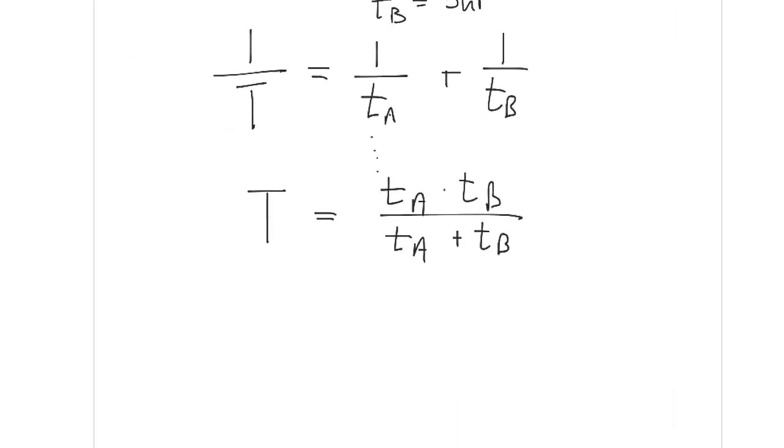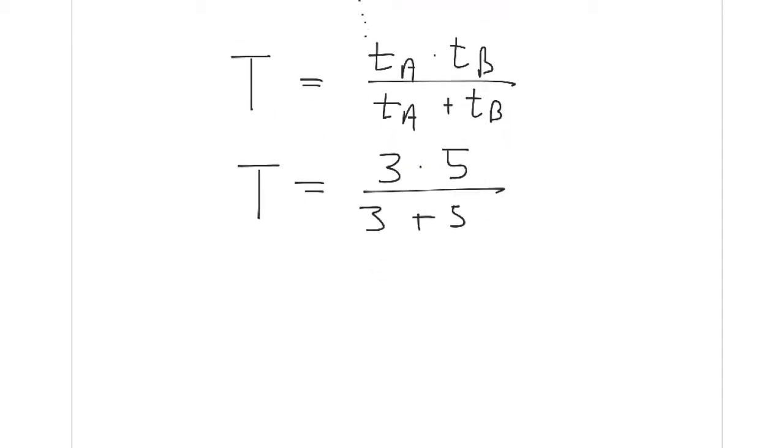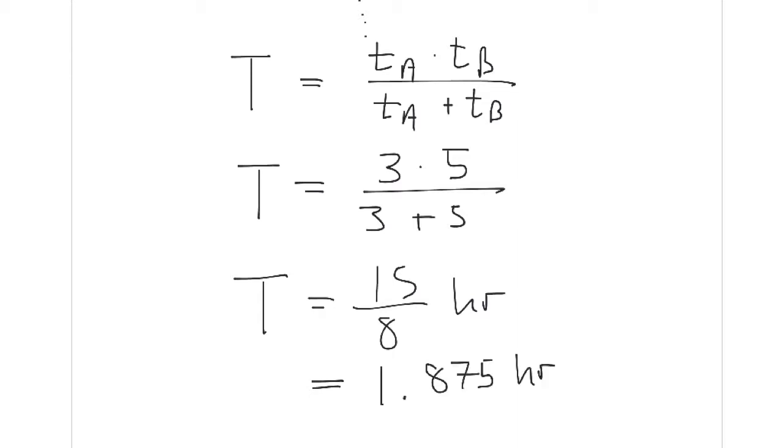For 3 and 5 hours, the total time is going to equal 3 hours times 5 hours over 3 hours plus 5 hours. Total time is going to equal 15 over 8 hours. Or, as a decimal, that's going to equal 1.875 hours.